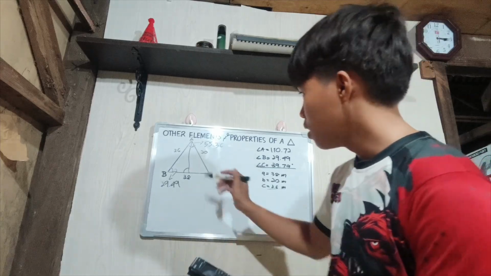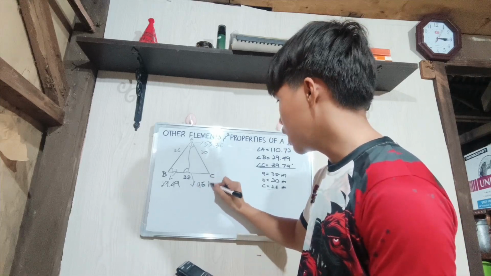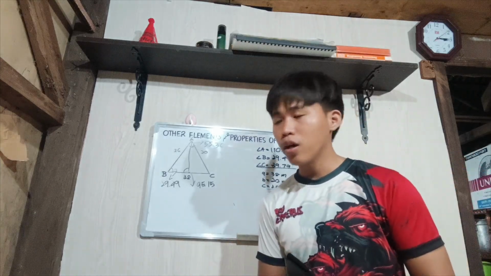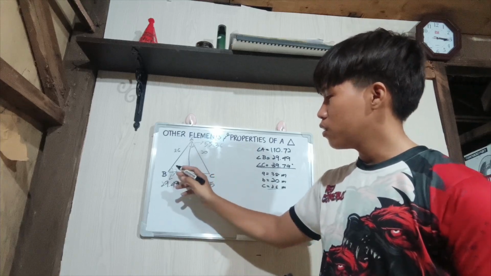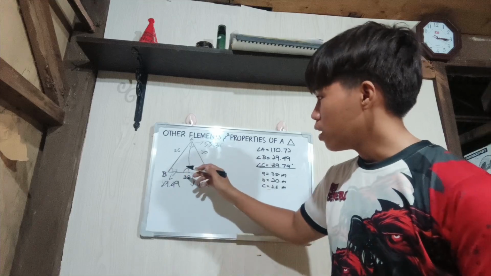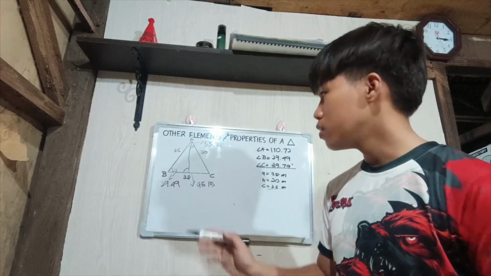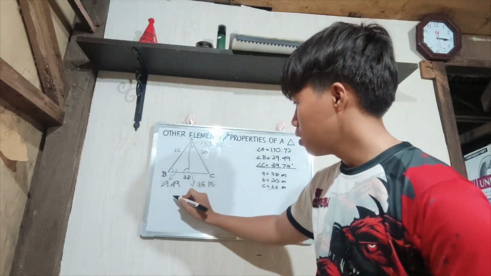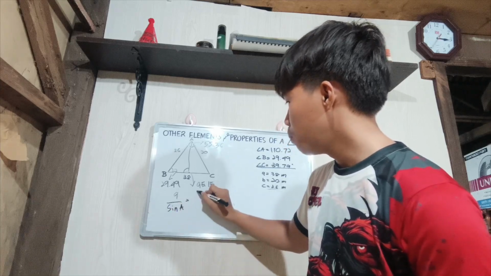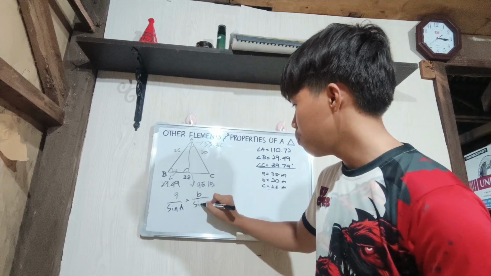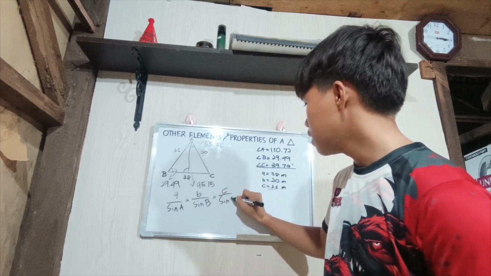So this is 95.15. Now, since we have the angle of this triangle, we're going to use the sine law. So the sine law is A over sine A is equal to B over sine B, then C over sine C.